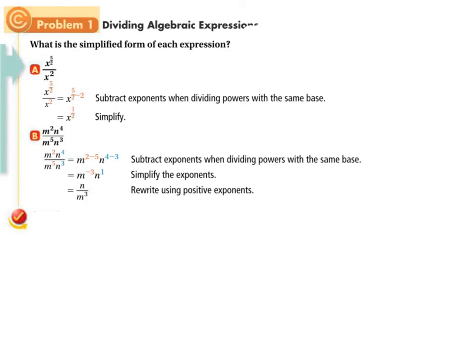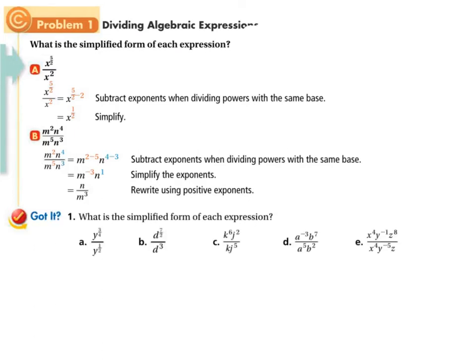Got it? Okay, so let's look at your got it problems. There's a bunch of them, but they're going to be pretty straightforward. You're going to simplify these by subtracting the exponents if they have the same base, and then write your result using positive exponents, meaning if it's negative, change it to the other side of the fraction bar. You're going to pause the video here and write your answers down, and then unpause, and we'll talk about the answers in just a second. So pause the video now.